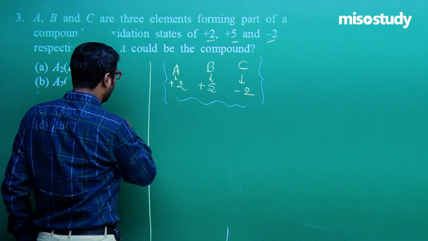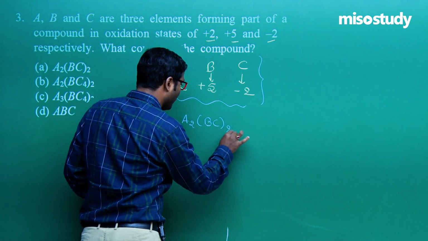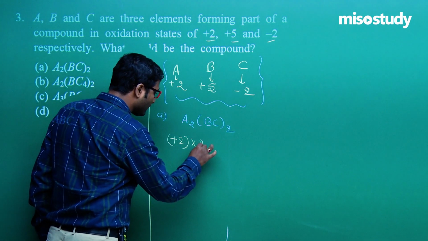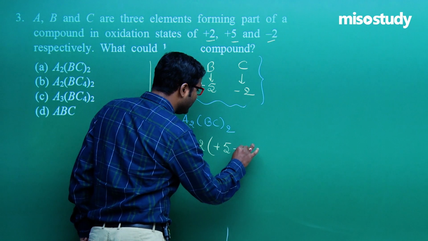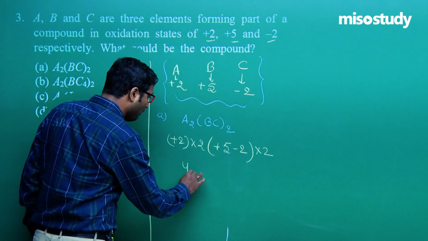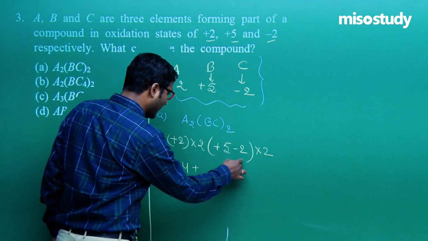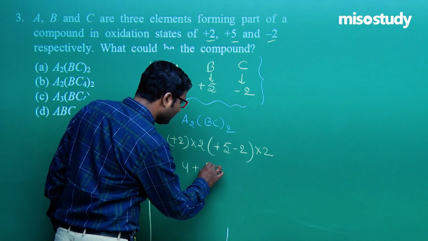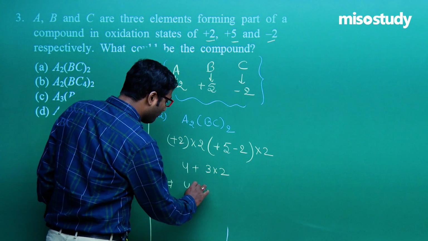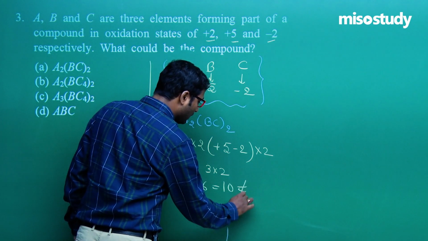If I start with the option A, check it out, A2 (BC)2. Clear? This is the option. Now A2 plus 2 into 2. For B, that is +5. For C, that is -2 plus -2 into 2. Clear to you? Now 4 plus 5 minus 2, that is 3. 3 into 2. Clear to you? Now check it out, that is 4 plus 6, that is equal to 10. Clear? This is not equal to 0.